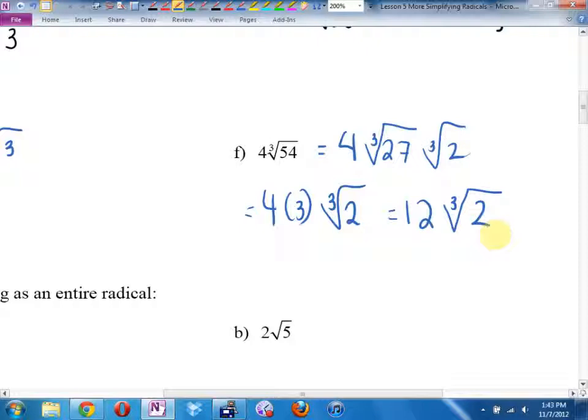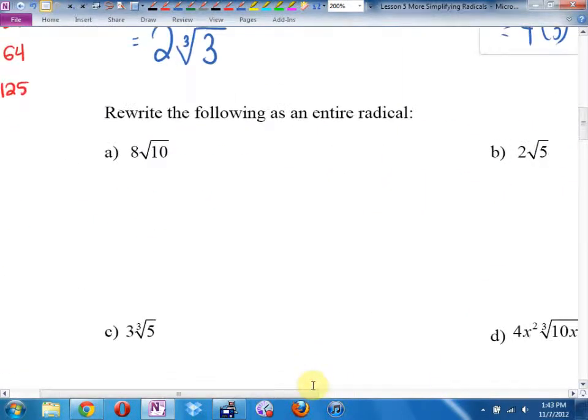So that was going forwards. We also said, Brady, you can go backwards. Now, going backwards, we said you could be asked to rewrite the following as an entire radical. What's an entire radical? Nothing in front of the square root sign, everything inside the square root or the cube root or the fourth root. In other words, not something root something, but just plain old root something.